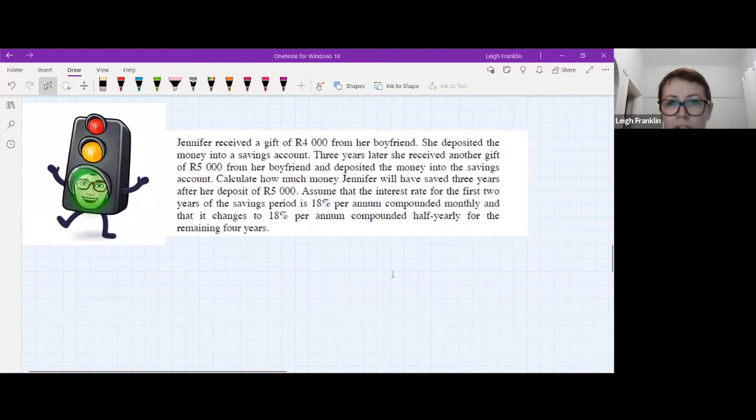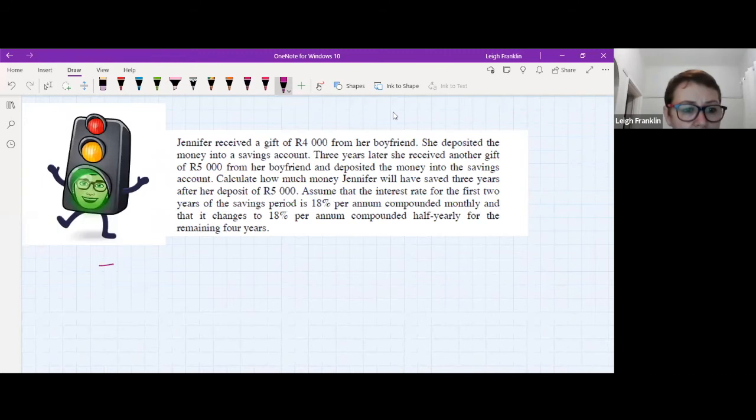Okay, Jodane, you're saying the timeline is a little bit confusing. Cool, let me help you construct it. All right, so how many years? So she's got a gift of 4,000 from her boyfriend. She deposits it. 3 years later, she gets another gift. And so 3 years after that.